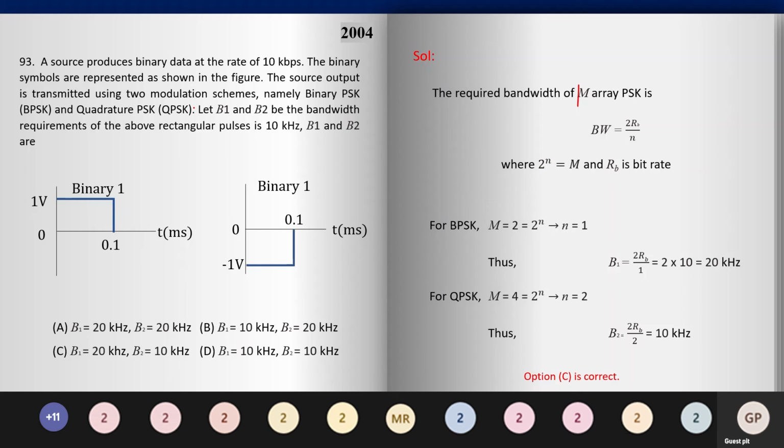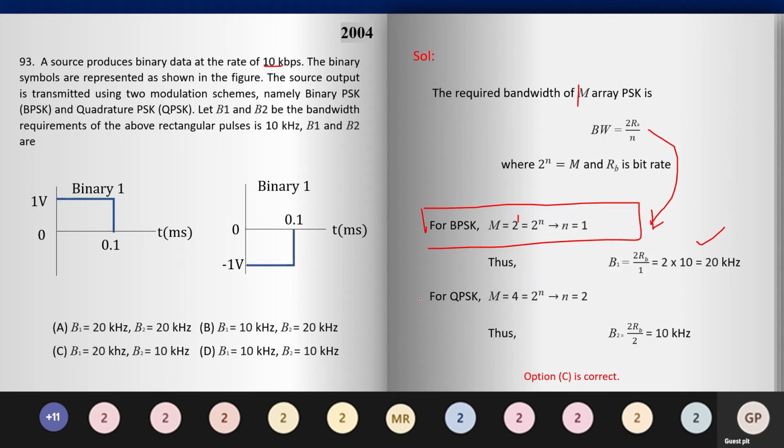So for BPSK, we have used one bit per symbol. And for QPSK, we have clubbed bits into a symbol, right? Bits into symbol. So N is equal to 1 and N is equal to 2. As you can see here, for BPSK, M is equal to 2 power 1. So once the formula is substituted, we can use 2RB divided by 1. RB is given in the question, 10 kbps. So we can substitute 10 into 10 to the power 3. So the final answer will be 20 kilohertz.